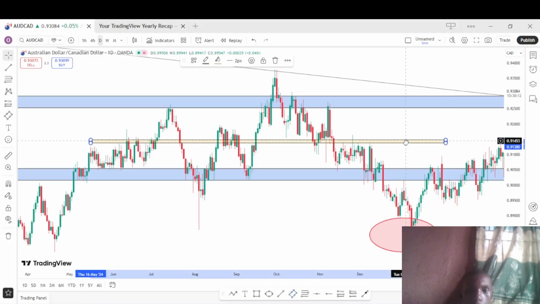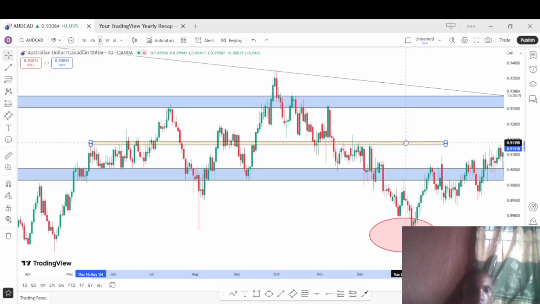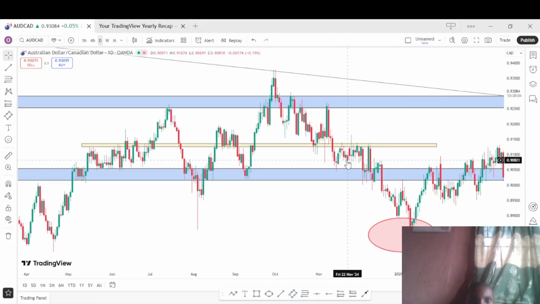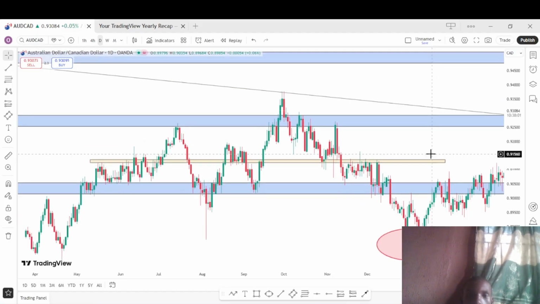Okay, this is the minor level. If you look at it, after breaking the major level, as it went up, this minor level rejected it and it came down again. It went up, it came down, it went up, it came down, before going up. So this level rejected it at this point, at this point, at this point.